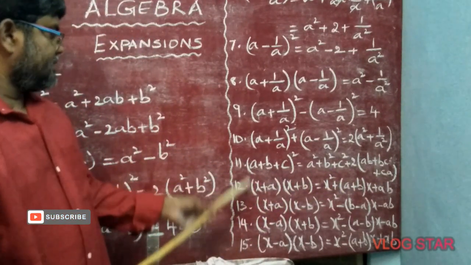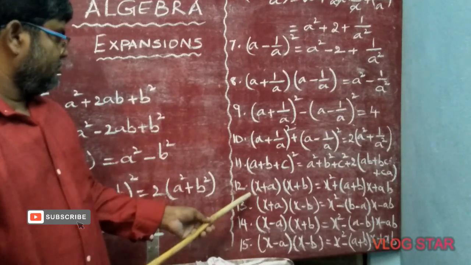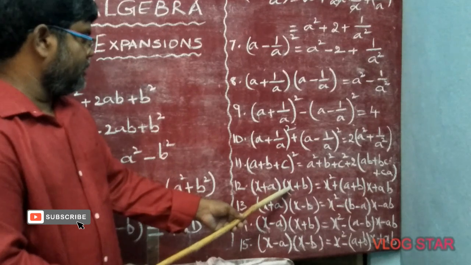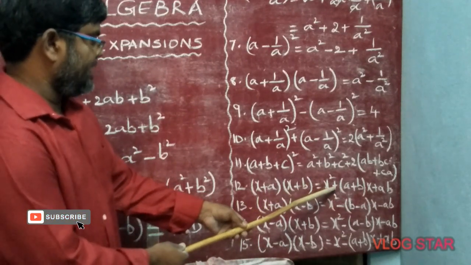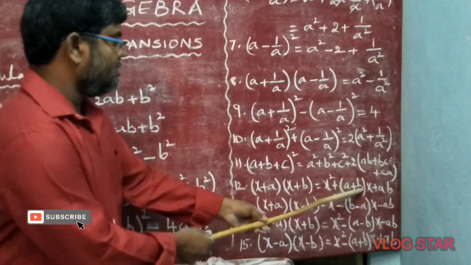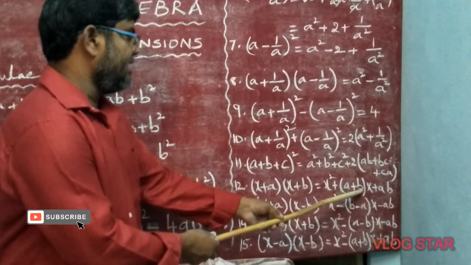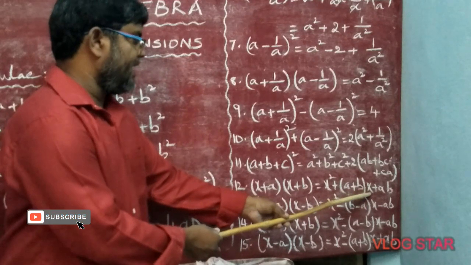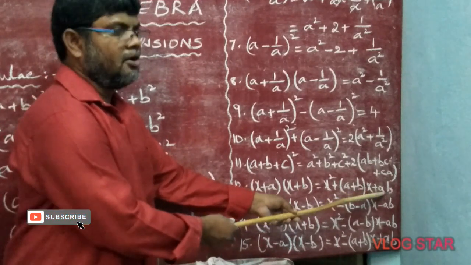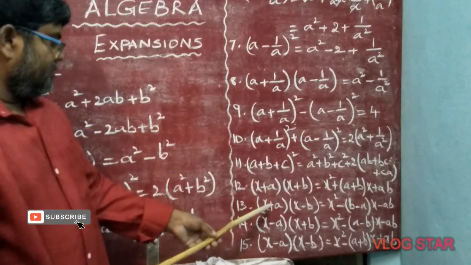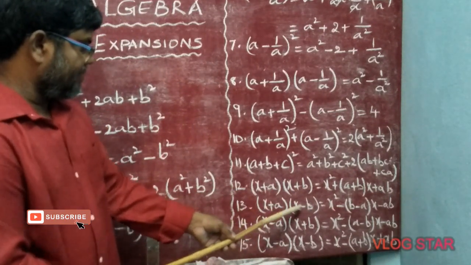Coming to these products from 12th onwards, we are going to multiply. 12th one, (x plus a) into (x plus b) is x square plus the sum of the constants. Here a and b are constants. We are going to add a plus b, times x, plus the product. Product means multiplication: a into b.